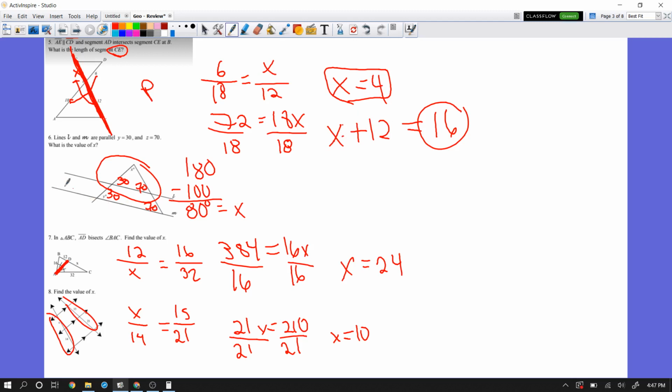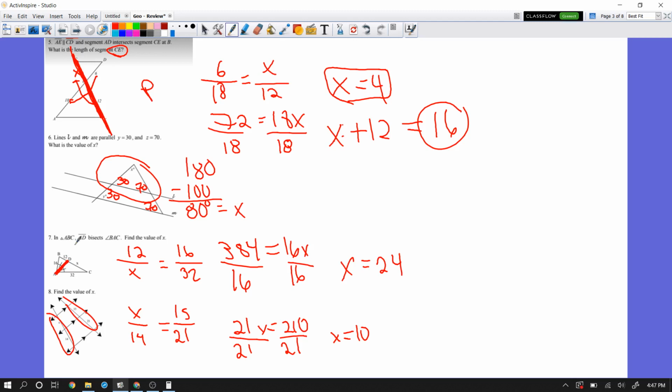What did I say about parallel lines? Boom, there they are again. It tells you that y is 30. Parallel lines are going to be at the same degree angle. So that's what makes them parallel. They'll never touch because they're at the same exact angle. So if y is 30, that means this is 30. And z is 70. So all you got to do is figure out what's left. 30 plus 70 is 100. Take it away from 180. X equals 80.